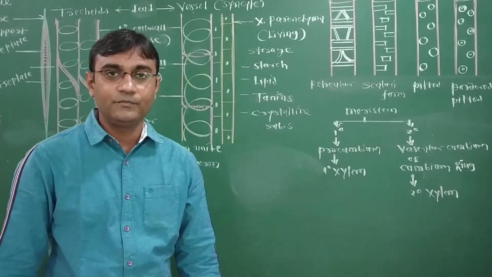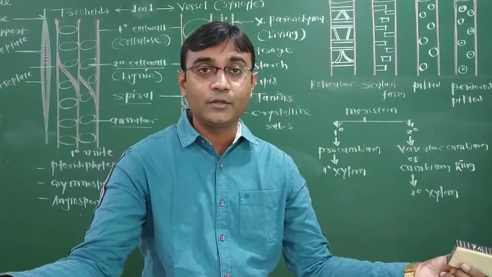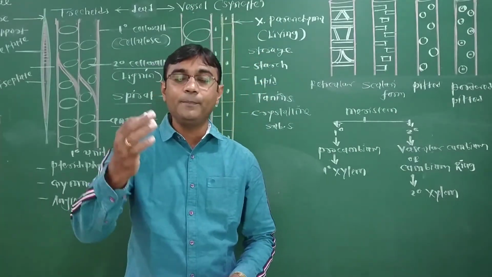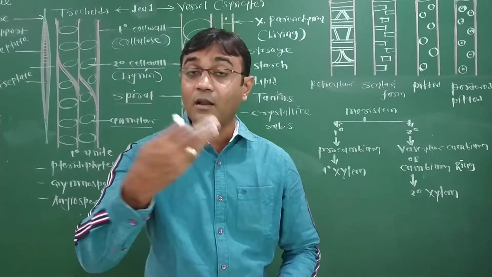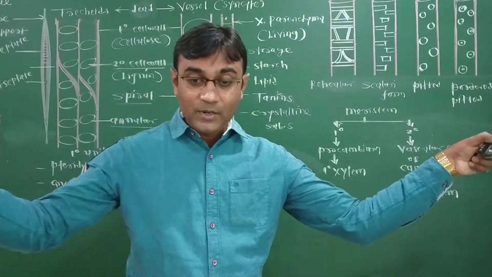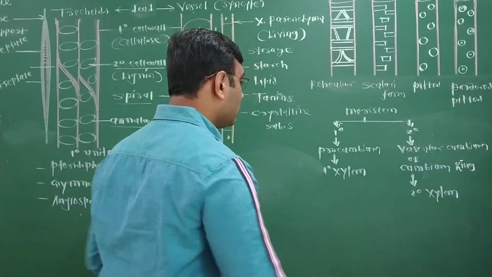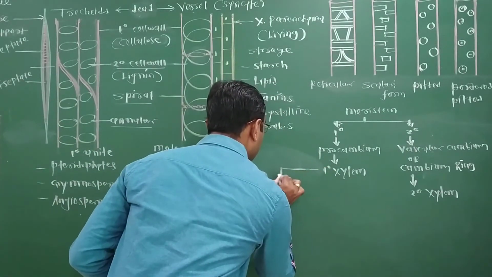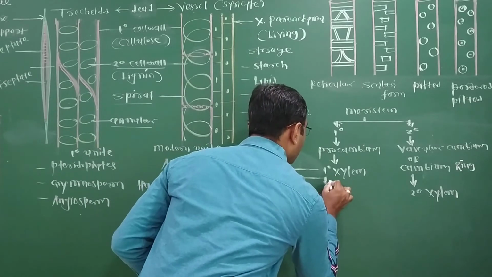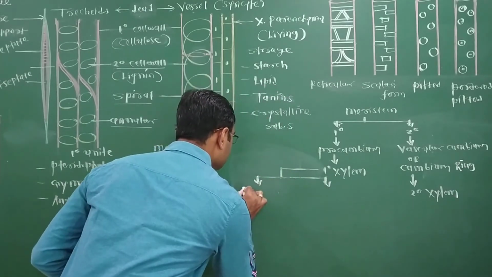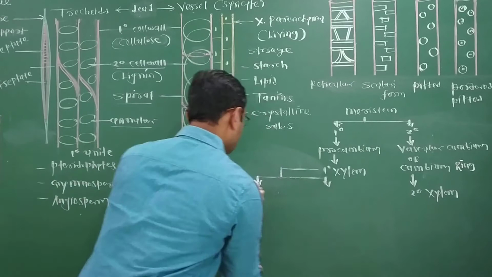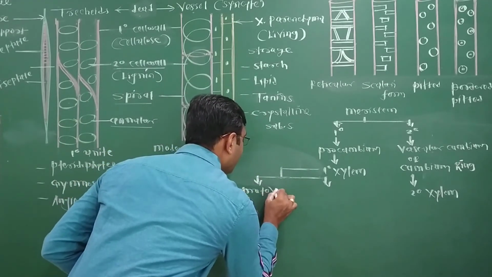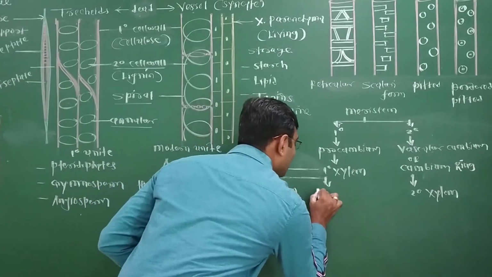Primary xylem is divided into two types according to their diameter as well as the stage of development, early or late developing, diameter narrower or wider. According to that point of view, primary xylem is divided into two types. Which two types? Protoxylem and metaxylem.